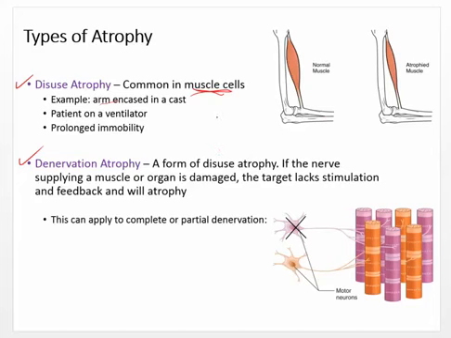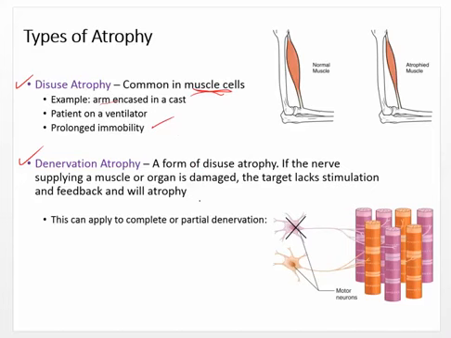Okay, that doesn't necessarily mean that those cells are dying off. Maybe if it goes on long enough, those cells will die. But in general, we're talking about them just getting smaller at first. A patient on a ventilator, so that's the diaphragm, and when you take that person off the ventilator, they may have some difficulty because of atrophy in the diaphragm muscle that isn't able to support their respiration. Prolonged immobility, whether that's forced on you because you're sick or whether it's because you have chosen not to be mobile.